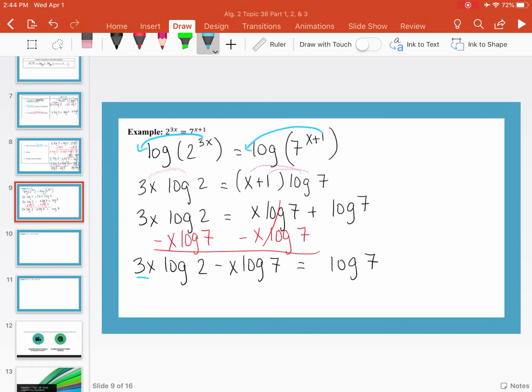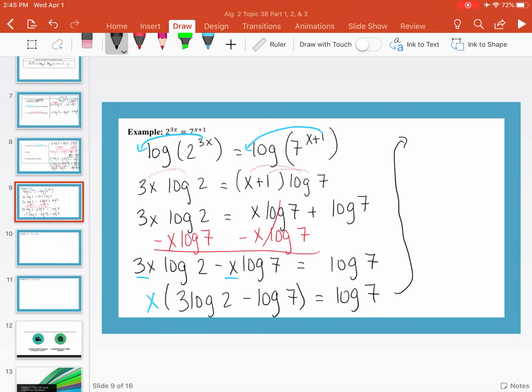Now, because we both have an x here and an x here, we can factor them out. So we would get x times 3 times the log of 2 minus log of 7 equals log of 7. And now in order to solve for x, we're going to divide. So when we divide, we'll end up getting x equals log of 7 divided by 3 log of 2 minus log of 7.